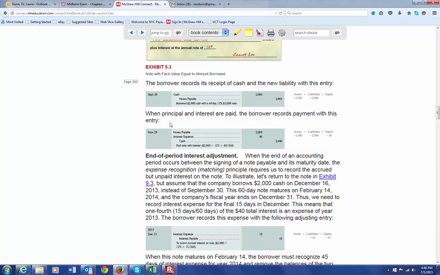Now, when you pay this, you're going to get rid of the notes payable by debiting it, but you also have to record the interest expense, and you calculate that by taking the principal times the interest times the number of days that you have it. That's $40. So the total amount that you pay back is $2,040, and that's going to be a credit to cash.